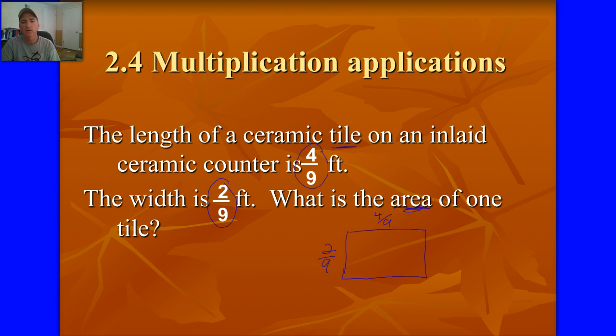Okay, it says, well, what's the area? Well, remember we learned that the area is equal to the length times the width. So all we're doing in this question is 2/9 times 4/9, multiply across. 2 times 4, 8, 9 times 9, 81. I should note that it was in feet, so we label that feet squared or square feet, but it can be labeled this way, and that is how we would solve that question at the bottom of page 19.